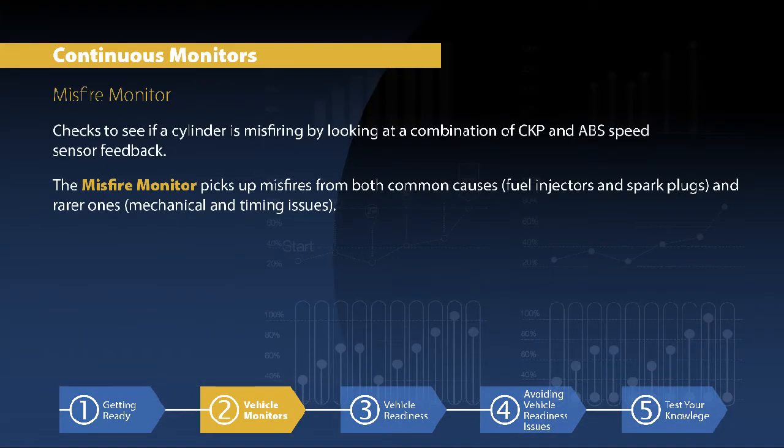The misfire monitor checks to see if a cylinder is misfiring by looking at a combination of crankshaft position, CKP, and the anti-lock brake system, ABS, speed sensor feedback. The misfire monitor picks up misfires from both common causes, fuel injectors and spark plugs, and rarer ones, technical and timing issues. If certain failures occur during 2 consecutive trips, a DTC is recorded.